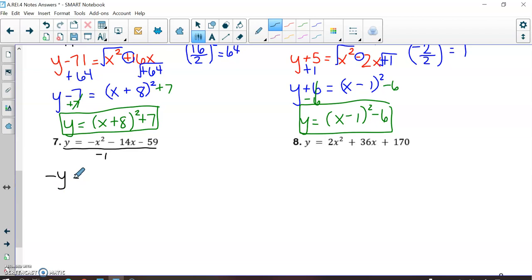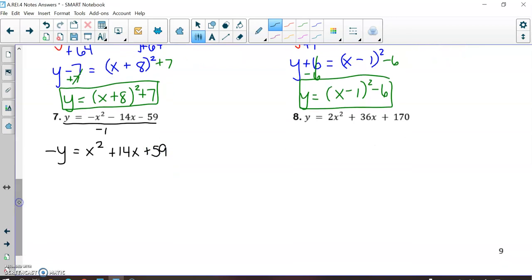That will equal a negative x squared divided by a negative 1, gives me now a positive x squared. A negative 14x divided by a negative 1 is a plus 14x. A negative 59 divided by a negative 1 is a plus 59. We are now going to get the constant to the other side. I'm going to subtract 59 from both sides.